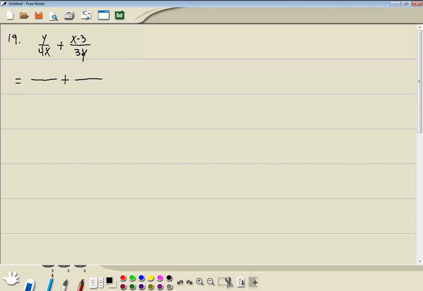Let's look at the numbers first. 4 and 3. I'm thinking what my least common denominator would be if I had 4 and 3. Well, it'd be 12. Now for the x's. I'm looking for the greatest number of single x's in a single denominator. There's one x here, there's no x's here, so the greatest number of x's is 1. Now for our y. I'm looking for the greatest number of single y's in a single denominator. There's none here, there's 1 here, so it'd be 1. So 12xy would be our common denominator.